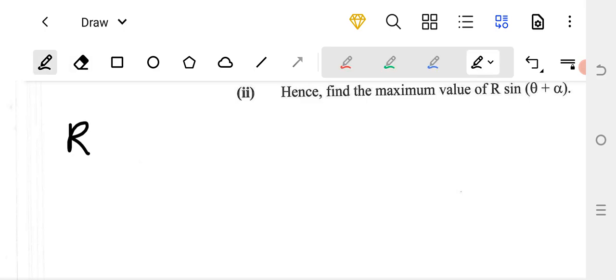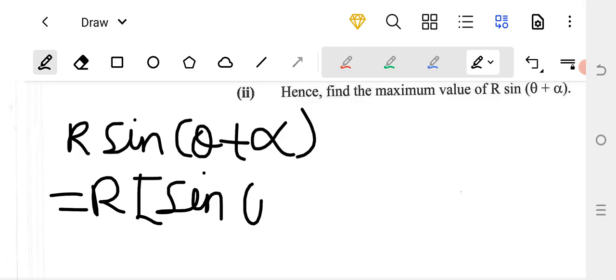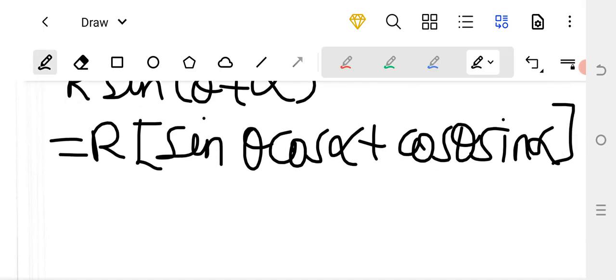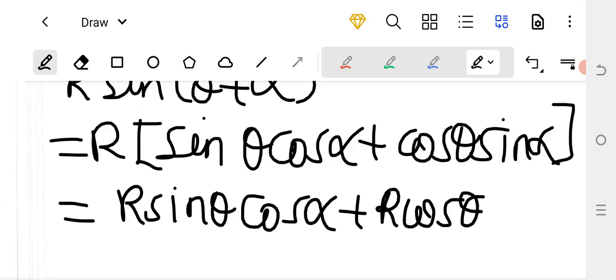So we're saying r sine theta plus alpha. If we expand it, it becomes r multiplied by sine theta cos alpha plus cos theta sine alpha, which is equal to, we distribute the r to become r sine theta cos alpha plus r cos theta sine alpha.